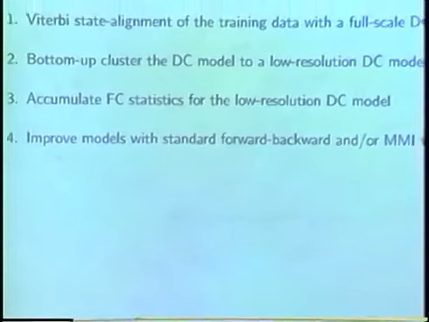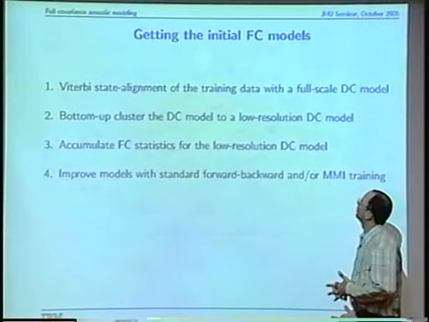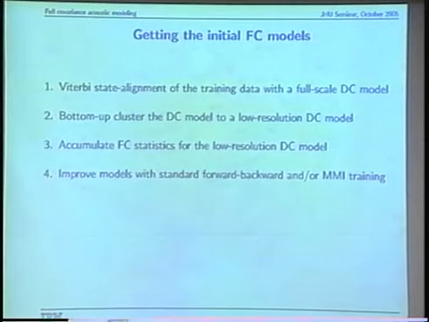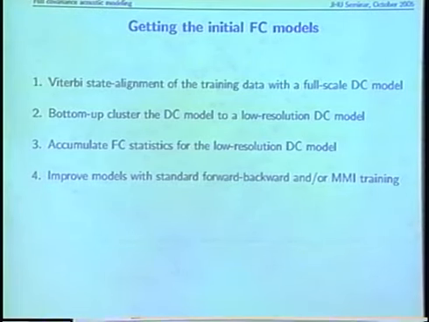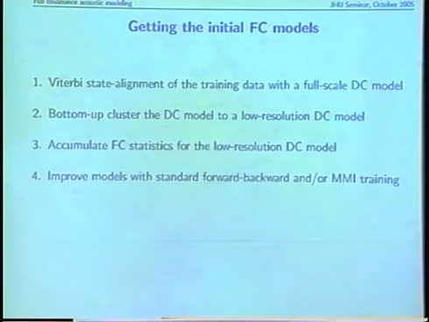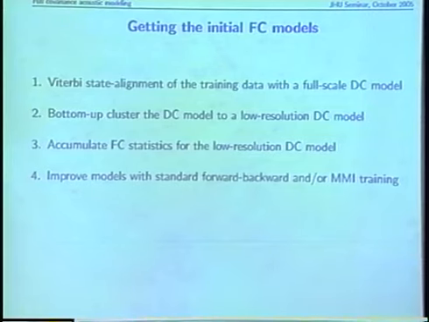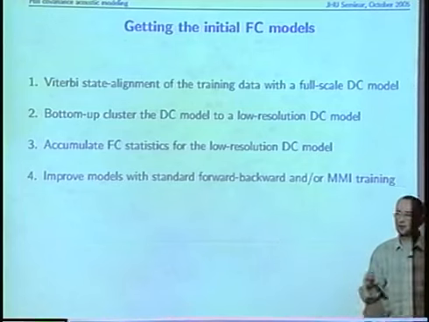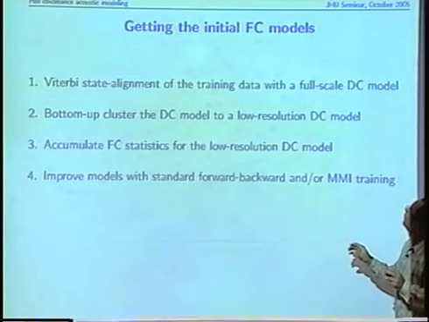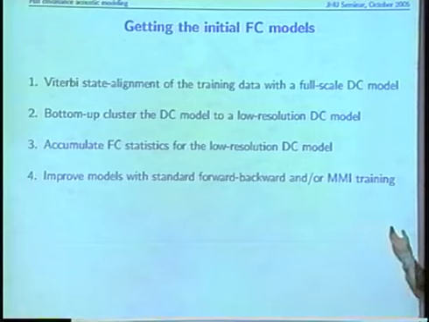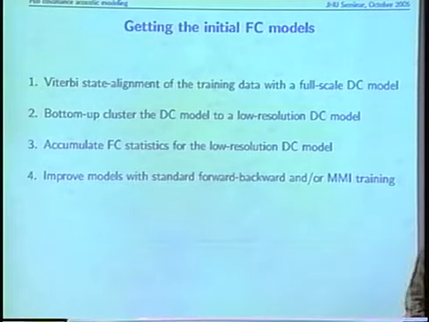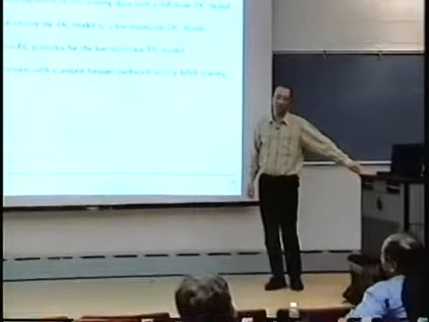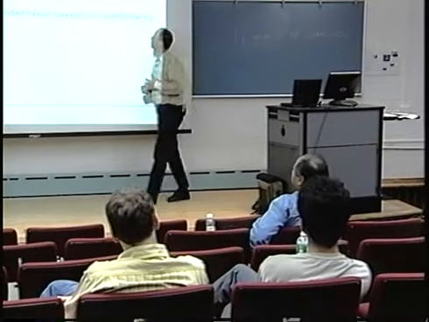So for getting the initial full covariance models, what we did is we used Viterbi state alignment of the training data with a high resolution diagonal covariance model. And by high resolution, I mean a model which had something like 850,000 mixture components. Then we took the same model and we clustered it to a lower resolution diagonal covariance model, something like 143,000 mixture components. So in both the cases, the clustered states were the same? Yes, yes. The number of states and the decision tree didn't change at all. It's only the number of Gaussians per state that changed.